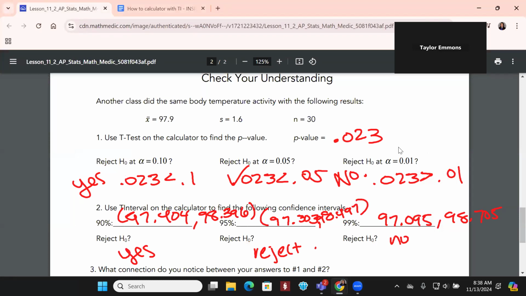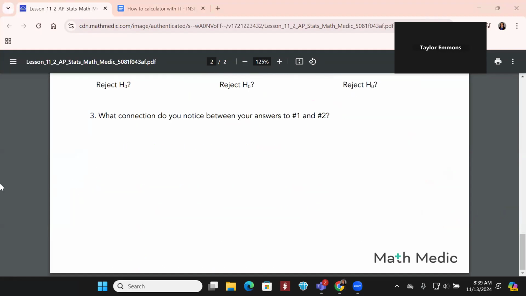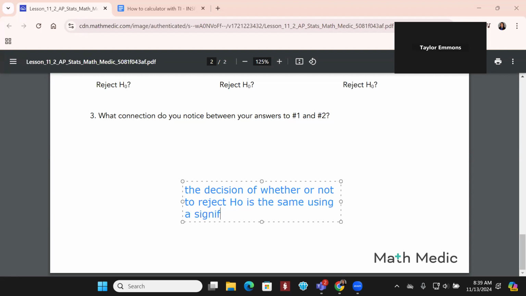What connection did you notice between the answers in 1 and 2? So the decision on whether or not to reject the null is the same using a significance test or a confidence interval. And this must be two-sided. If it's one-sided, you can't do that.